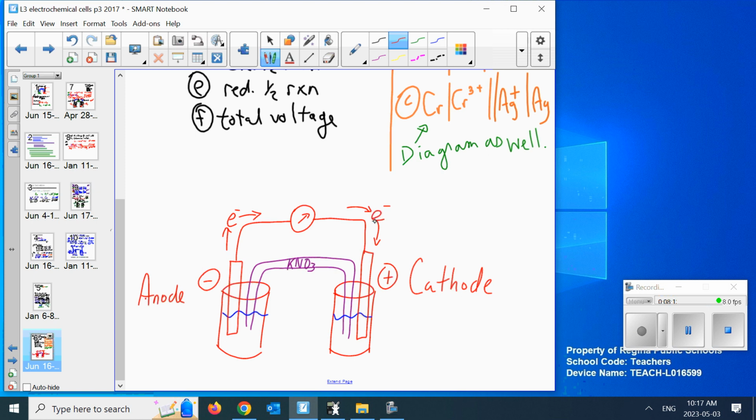You have to label the diagram. I don't think you drew it. Oh yeah, you did, on the first page. Yeah, you did. That's right.